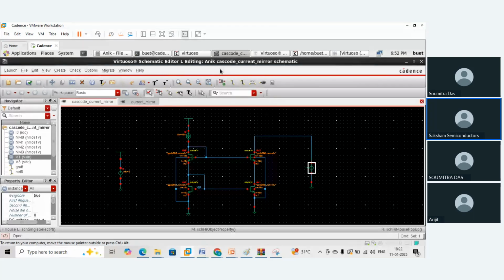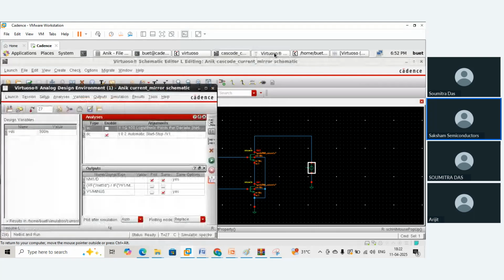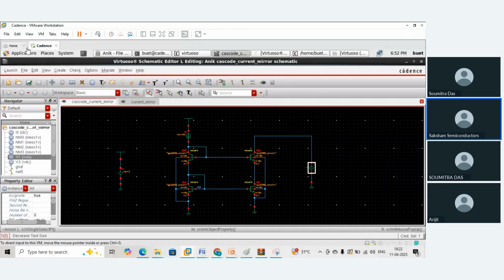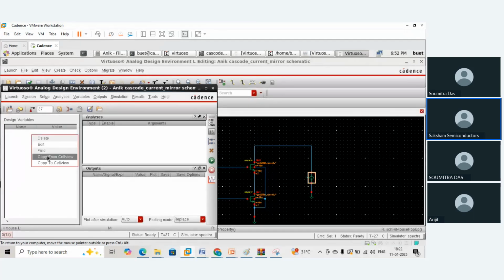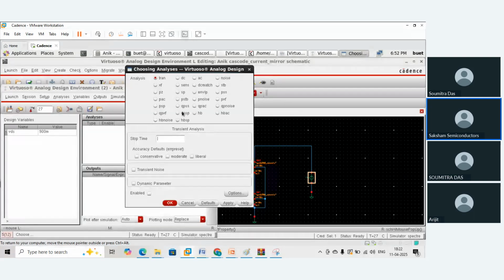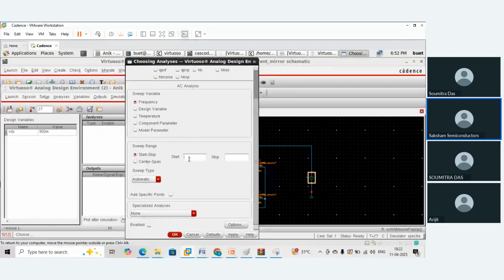Let's repeat the process. I'll launch a new ADE window, get it from the cell view, and make VDS 900 millivolts. And I'll go to the analysis. First, I need to find out what the output resistance is. For that, I need to do AC analysis. I'll go from 1 to 1 gigahertz.